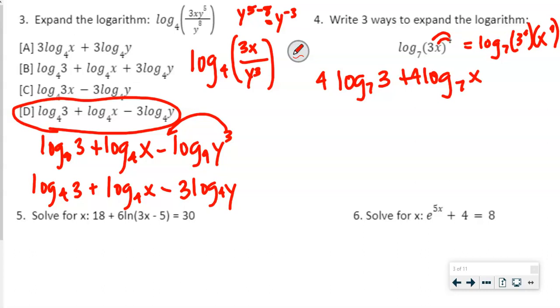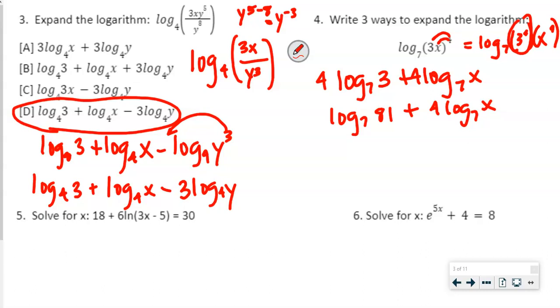Now, another way to write it is to leave this a number, right? So that could be log base 7 of 3 to the 4th, which is 81. And that's plus 4 log base 7 of x, right? Now, there's one more way we could write it. Actually, there's a couple more ways we could write it because we could have combinations of things.